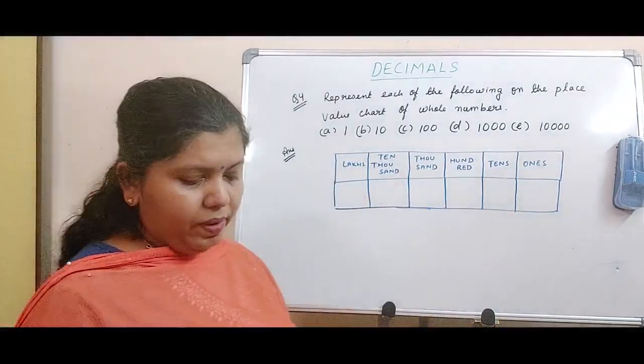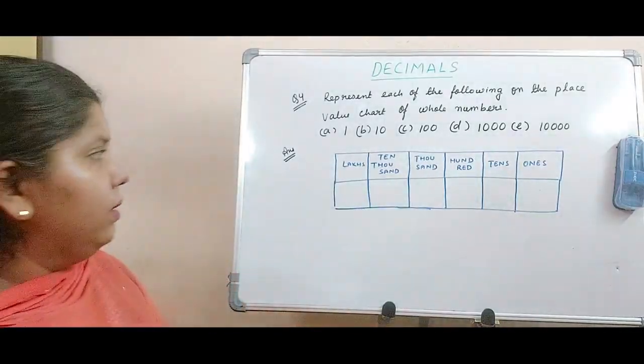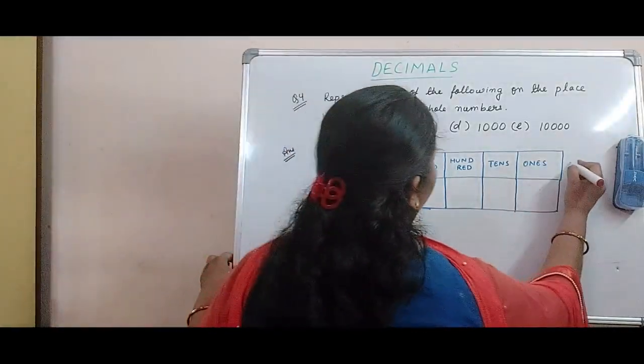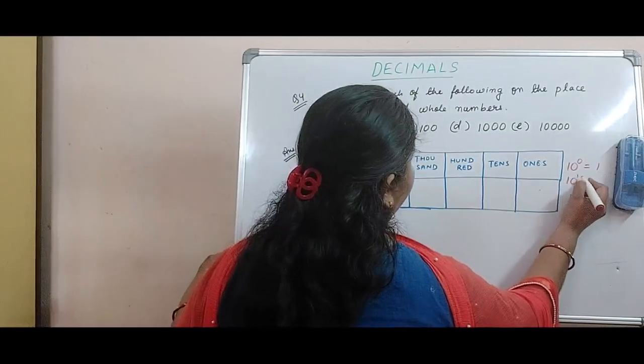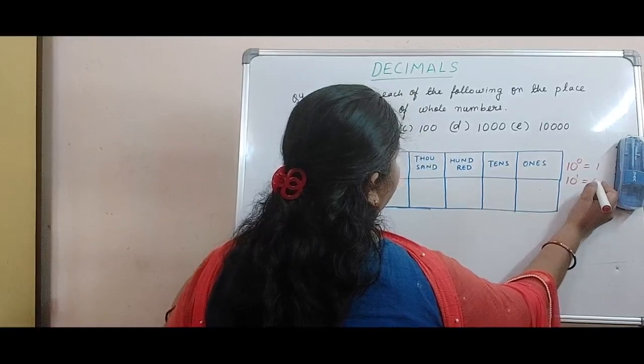Okay, just remember one thing I have written over here. 10 to the power 0 equals 1 and 10 to the power 1 equals what? It is 10.